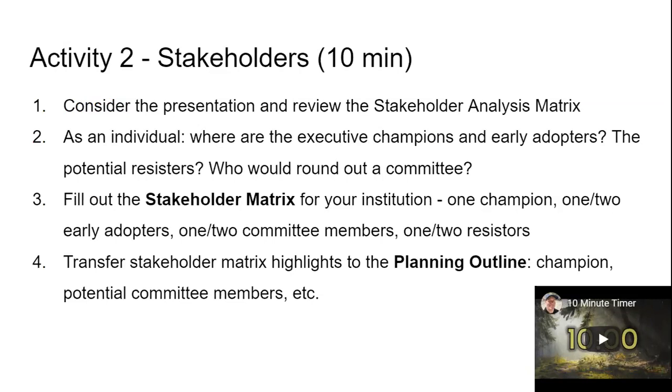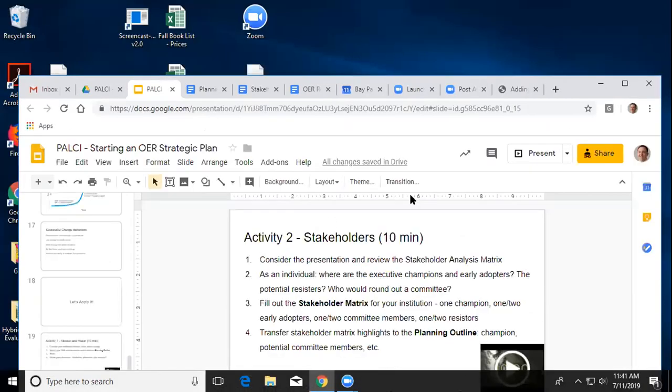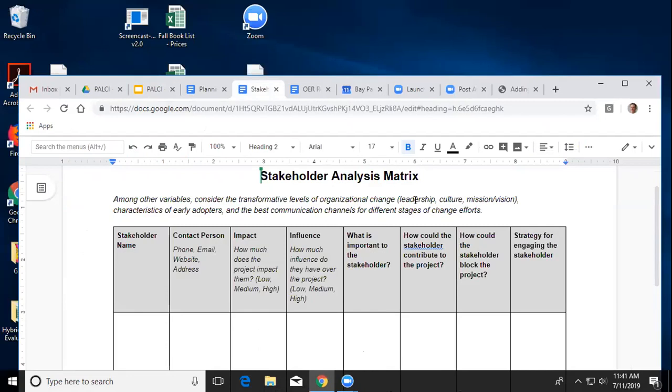You don't have to bring all of their information over, just jot down a high level: I'm going to go to the provost, I'm going to go to the director of instructional design, and so on. So this is a good opportunity to now take out that stakeholder matrix and actually start to fill that out. That looks like this in your packet.